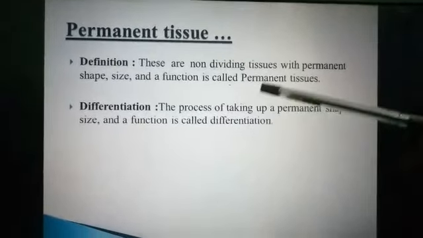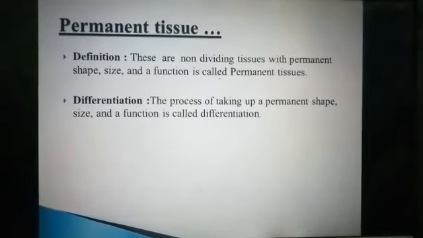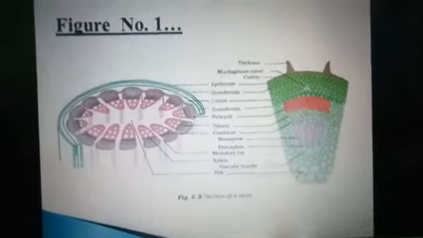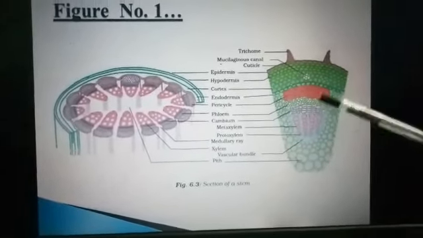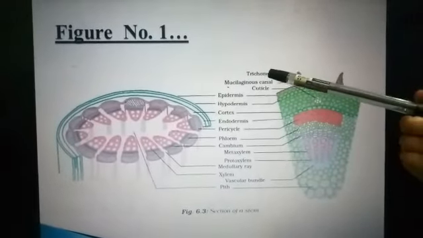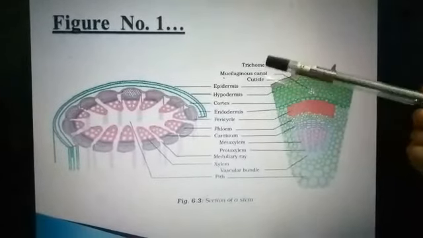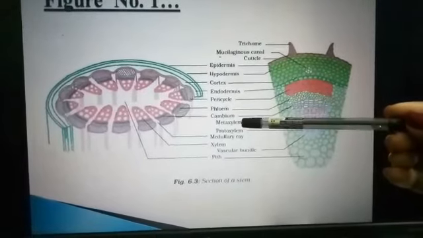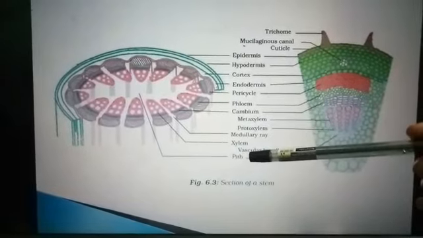So in this slide we have two terms, one is definition, other one is differentiation. Next is figure number 1. Beautiful figure it is, and just look here, so many colors: green, red, blue and dark blue. All these structures are present, and some terms are also there, like trichome, then epidermis, hypodermis, cuticle, cortex, endodermis, pericycle, phloem, cambium, metaxylem, and then protoxylem, medullary rays, xylem, vascular bundle, pith.